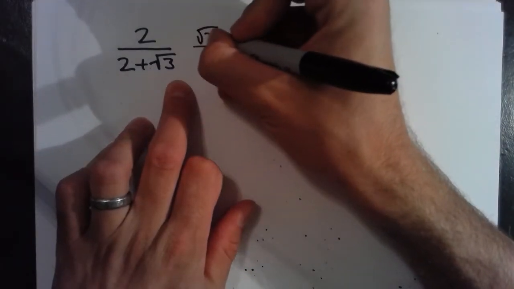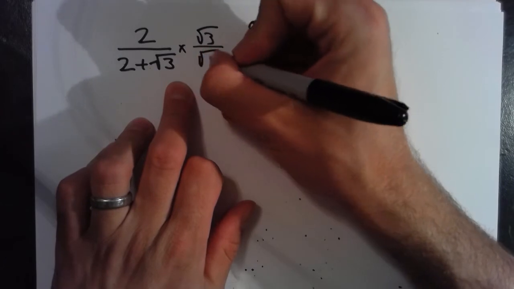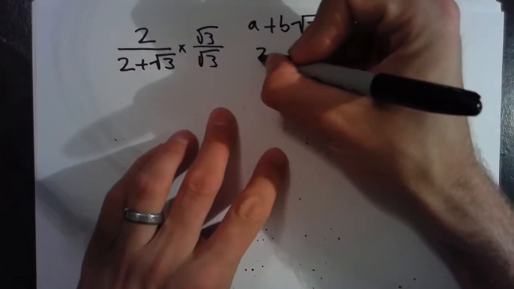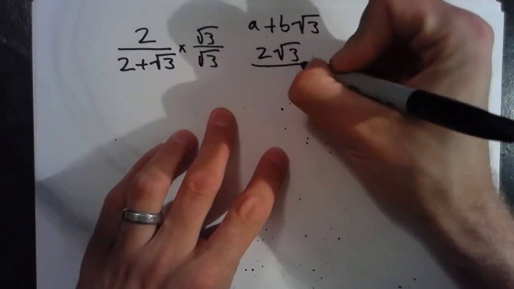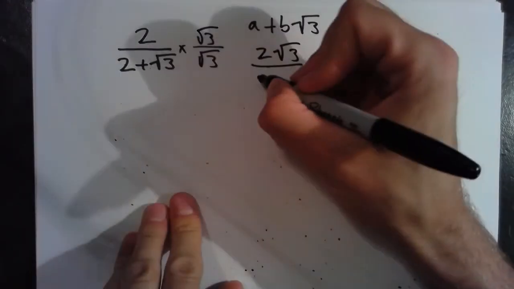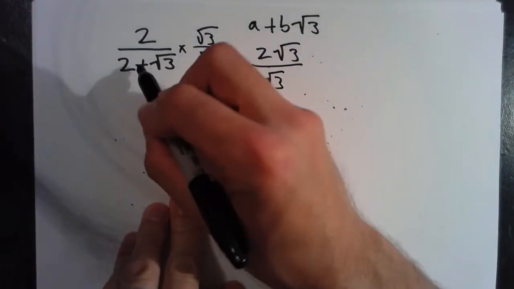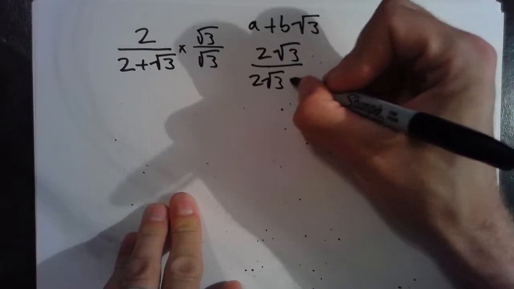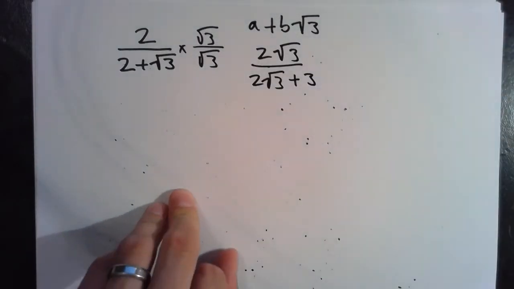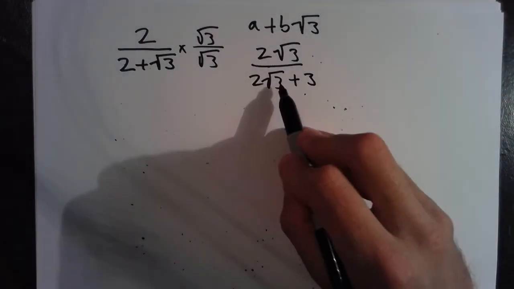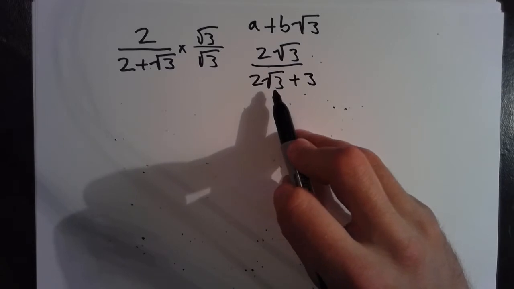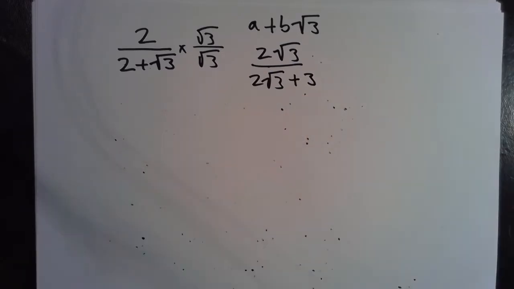So if I go like that, times square root of 3 times the square root of 3, on the top I get 2 square root 3, on the bottom I get the square root of 3 times 2, 2 square root 3, plus the square root of 3 times the square root of 3, which is 3. Well, that's not helped me at all because I've still got a square root of 3 on the bottom, and what I need to do is completely get rid of it.